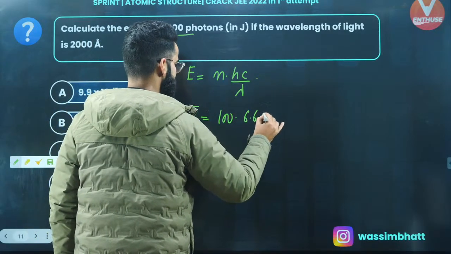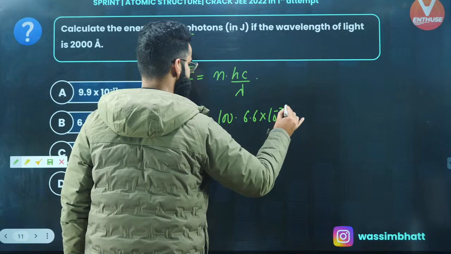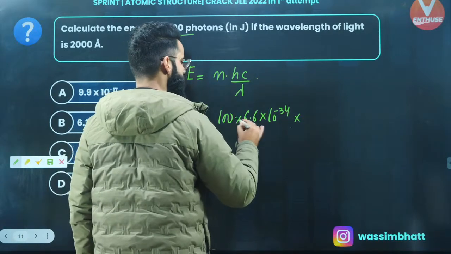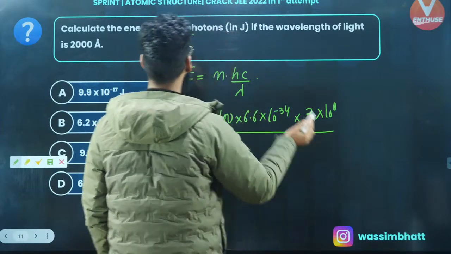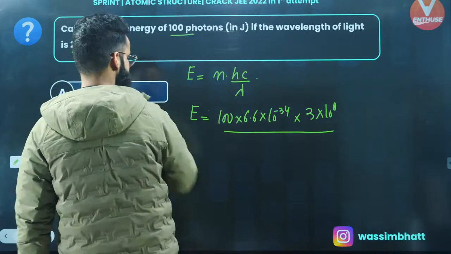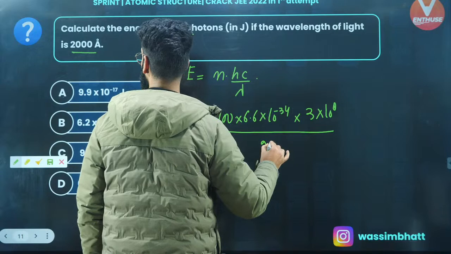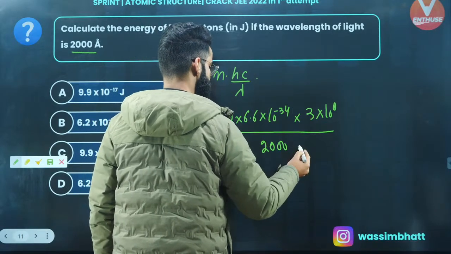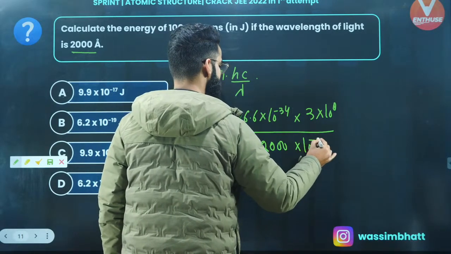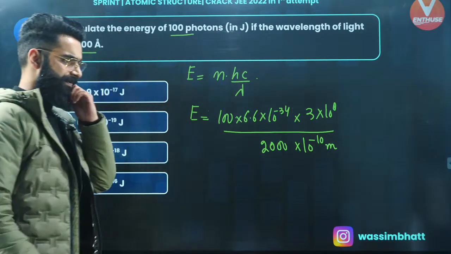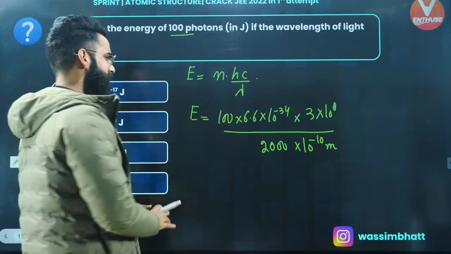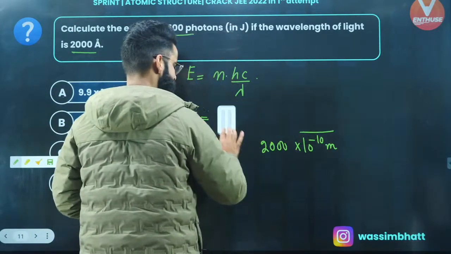H value you guys will be knowing, 6.6 into 10 raised to the power minus 34. C value is simply going to be 3 into 10 raised to the power 8, right? Divided by lambda. Lambda value is given to me in angstroms, so I'll be converting it into meters: 2000 angstroms into 10 raised to the power minus 10. Now it's going to be in meters. Perfect. Or you can do a bit less calculation like this.